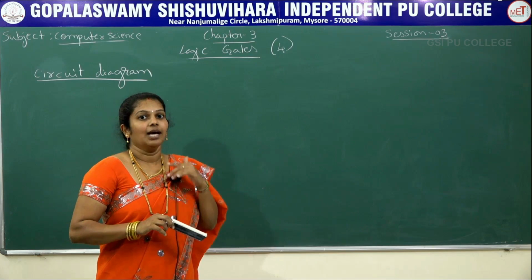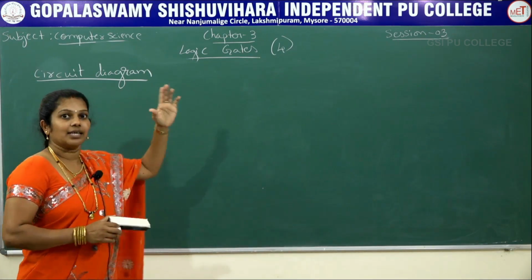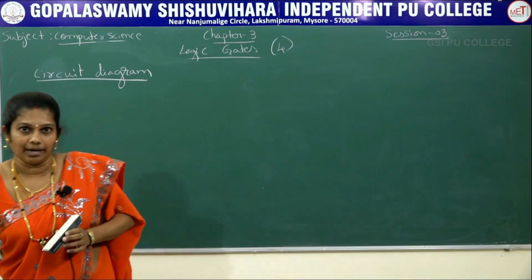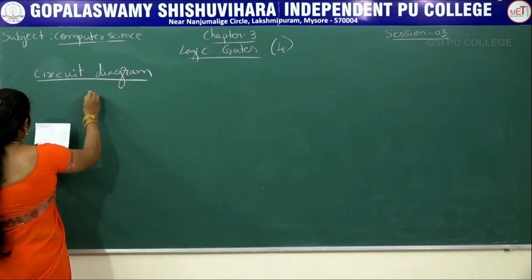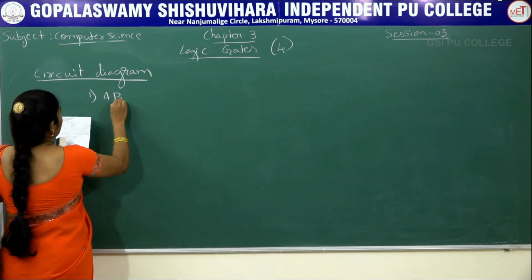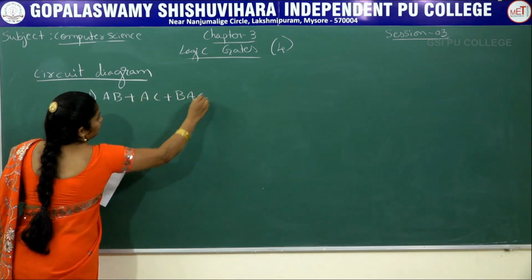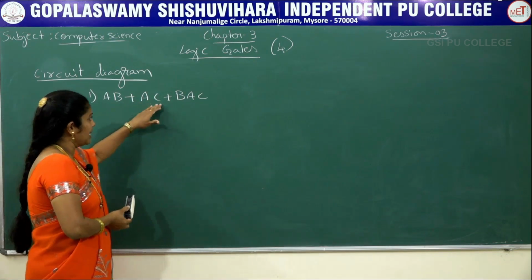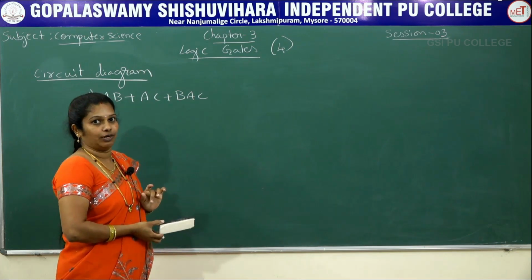Today we will explain how to write the circuit diagram. In the exam, if they ask you to write the circuit diagram for a given expression, then how do you write it? We will explain with an example. For example, consider we have an equation AB plus AC plus BAC. How do we write the circuit for this?